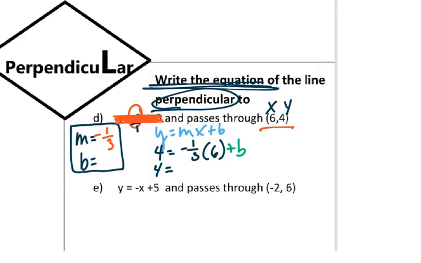6 times negative 1/3 is the same as saying 6 divided by negative 3. That's the number negative 2. If fractions are difficult for you, grab a calculator and double check it.